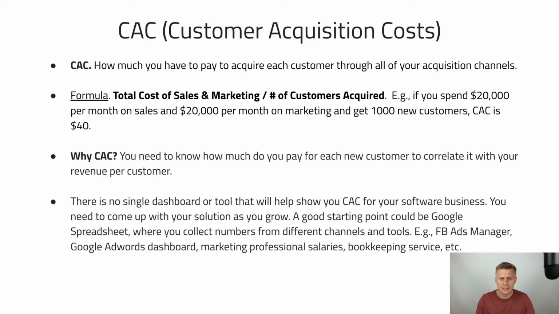I already explained it to you real quick in the software economics lesson. CAC is how much you pay to acquire each customer through all of your acquisition channels, including marketing and sales activities and payrolls. The formula is as simple as the total cost of sales and marketing divided by the number of new customers acquired per specific selected period.